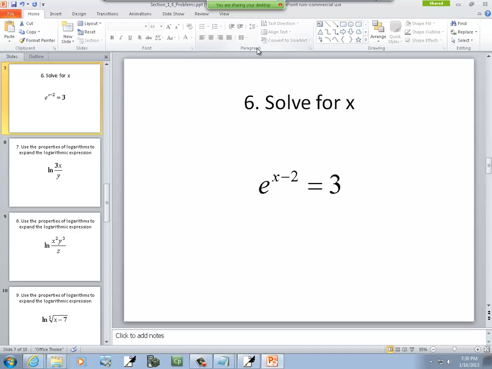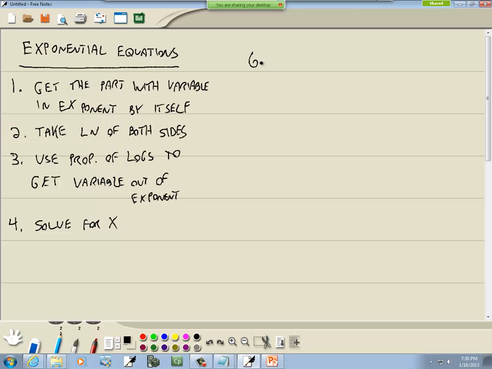Okay, so let's look at this one. So we've got e to the x minus 2 equals 3. Our first step, get the part of the variable in the exponent by itself. Well, the part with the variable in the exponent is e to the x minus 2, and it's by itself. There's no numbers in front of it, there's no numbers after it. Step 2, take natural log of both sides. So we've got natural log of e to the x minus 2 equals natural log of 3.